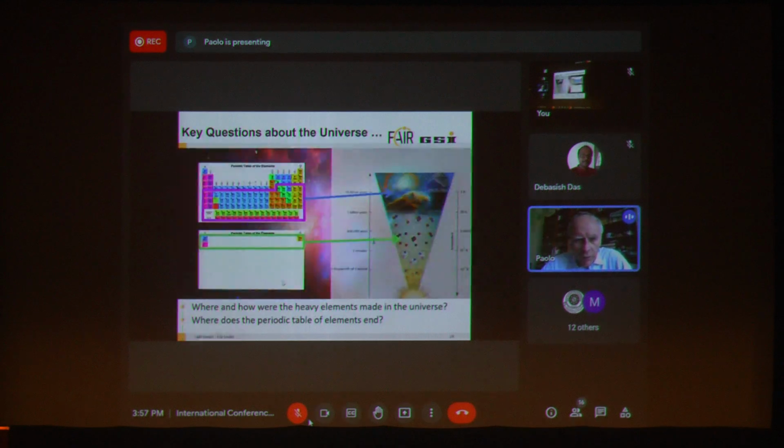And so one of the key questions that is somehow underlying the whole system is where the elements come from. We know that if you look at the periodic table of the elements shortly after the Big Bang, it's not very populated. It's only very few elements.